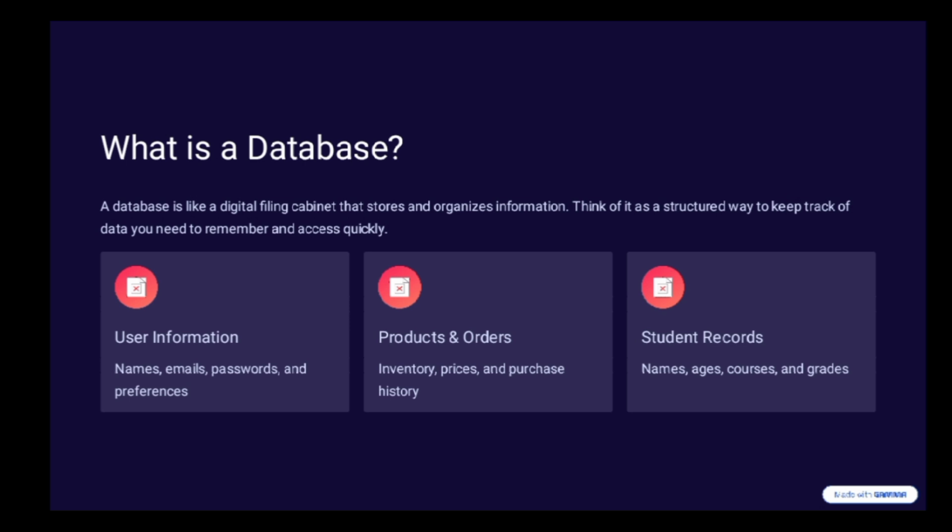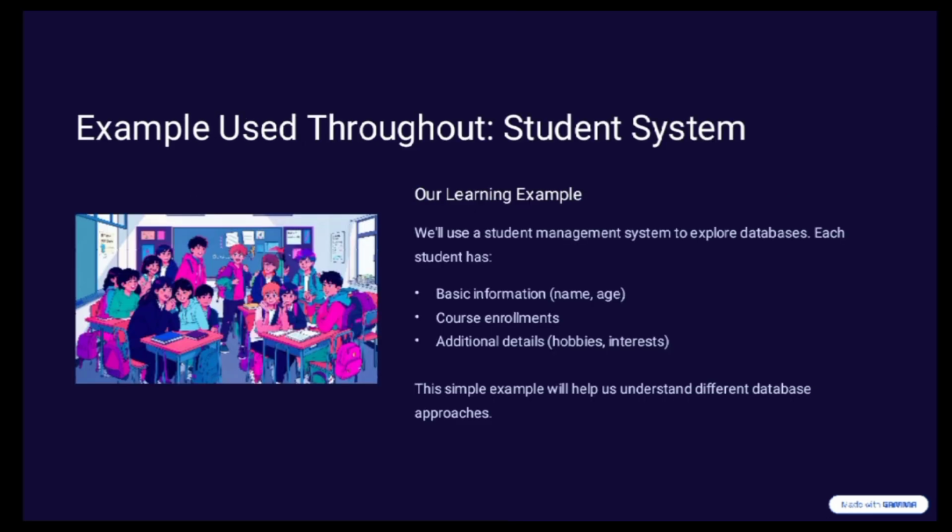Throughout this video we are going to consider an example of a student system. The student system contains basic information about the student like his name or age, the courses in which he is enrolled, and also the hobbies or interests the student has.